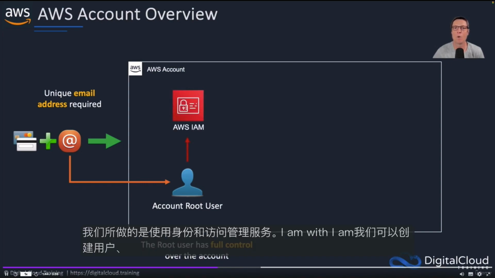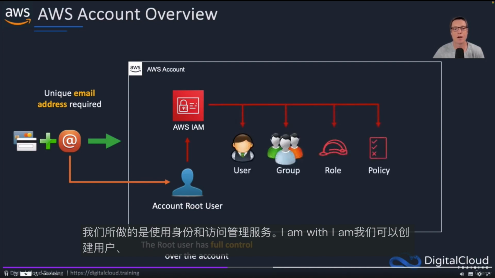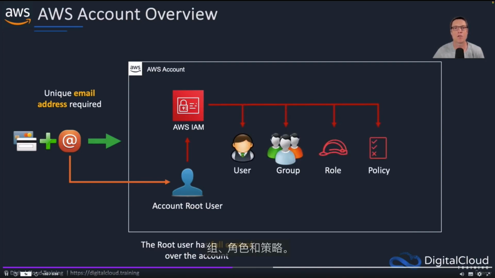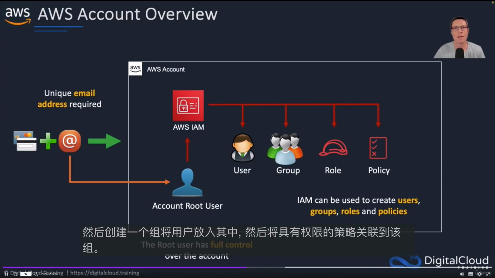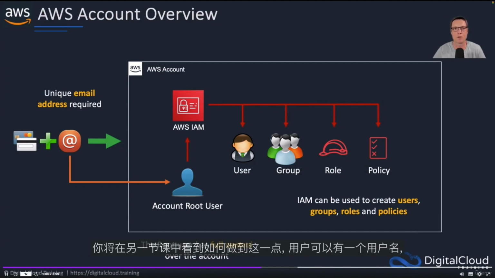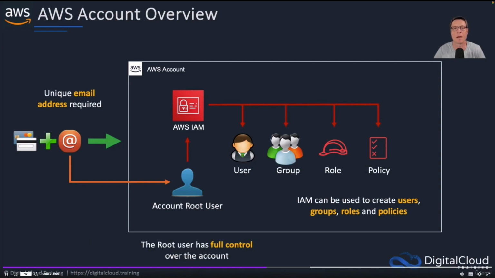What we do instead is we use the Identity and Access Management service, IAM. With IAM, we can create users, groups, roles, and policies. So what we do is we create a user account, we then create a group to put the user into, and then we associate a policy that has permissions to that group. You'll see how to do this in another lesson. That user can have a username like your own name. I use Neil, of course. And so that is the user that you are then going to use subsequently to log into AWS.